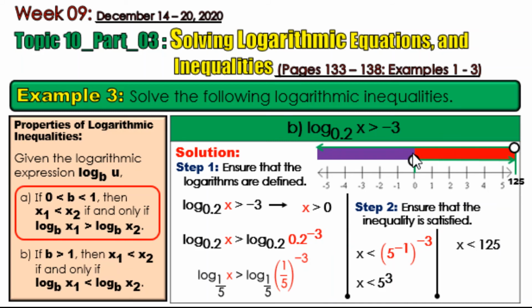So the intersection would be x is greater than 0 but less than 125, or x is between 0 and 125, or in interval notation, this one. You can use any values of x as long as x is between 0 and 125. So always remember, 0 and 125 are not included in the solution. That is for example number 3, letter B.